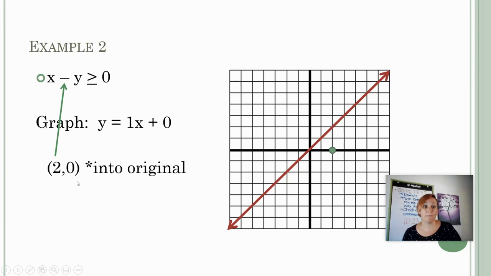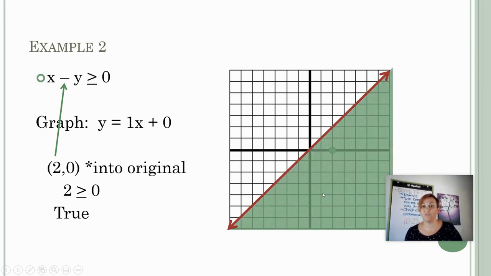And 2 minus 0 is 2. And on this problem, we have discovered that 2 is indeed greater than or equal to 0. That is a true statement. So in this example, since my test point was true, I'm going to put my pencil on the test point, and I'm going to shade the side of the graph where the test point is. So again, when it's true, you want your shading to cover up the test point. When it's false, you would shade on the other side.